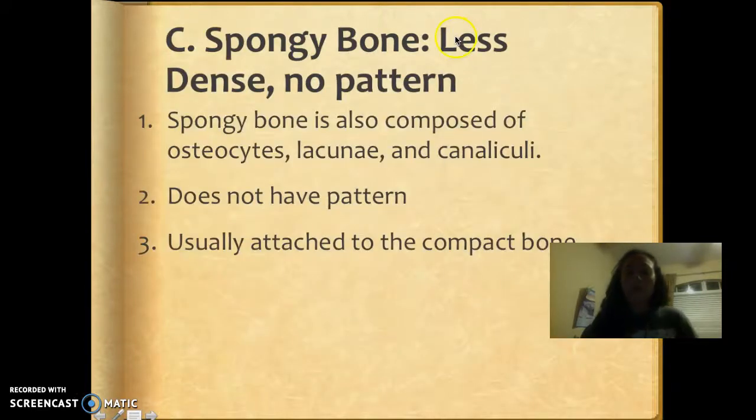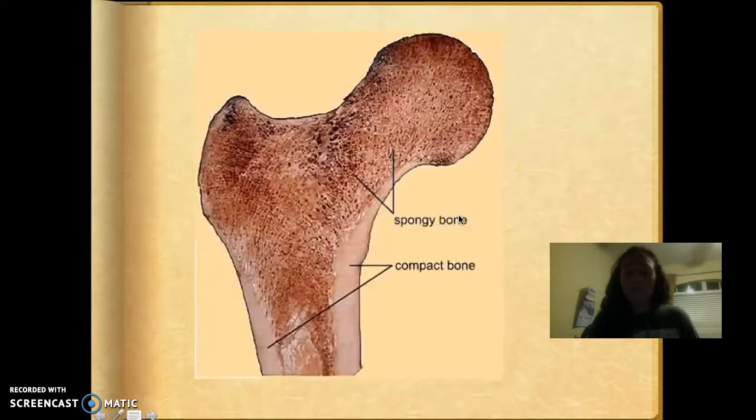Okay, so spongy bone, there's no pattern, so you're not going to have an osteon. You don't need a Haversian canal and canaliculi in the body because it just goes through the holes of the sponge. So it's usually attached to the compact bone. But of course, you still have your cells, your lacunae and canaliculi, because it's zoomed in, but you don't have the other structures that are in the spiral.